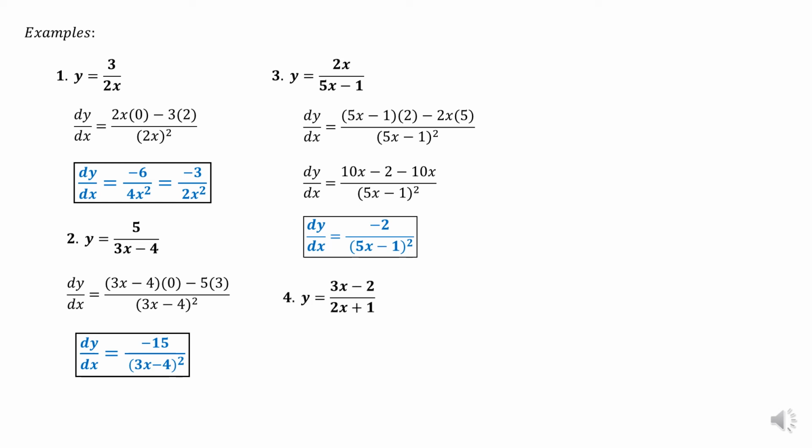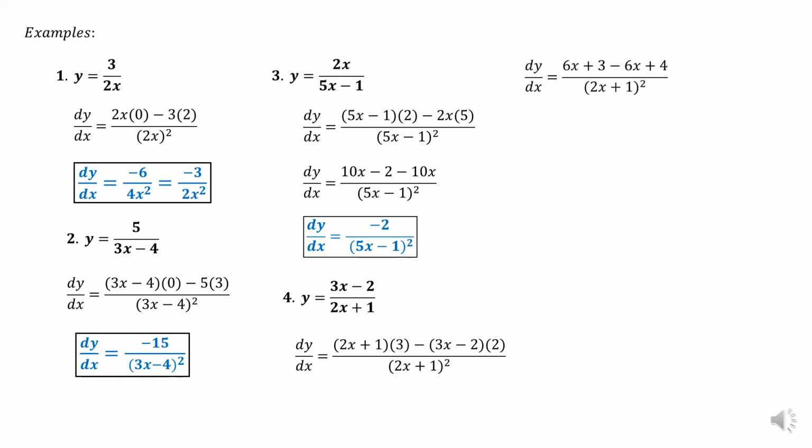Number 4, y is equal to 3x minus 2 all over 2x plus 1. And the derivatives of y with respect to x, just copy the denominator, which is 2x plus 1, multiplied by the derivatives of the numerator, which is 3x minus 2, and the derivatives of 3x minus 2 is 3. Minus, copy the numerator 3x minus 2, multiplied by the derivatives of the denominator 2x plus 1. The derivatives of 2x is 2 and the derivatives of 1 is 0. Therefore, the derivatives of the denominator is equals to 2, all over the square of the denominator. Then expand the numerator.